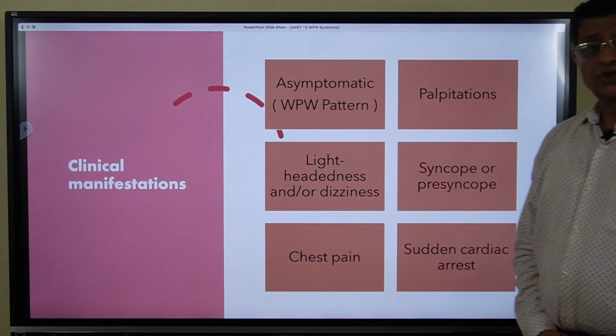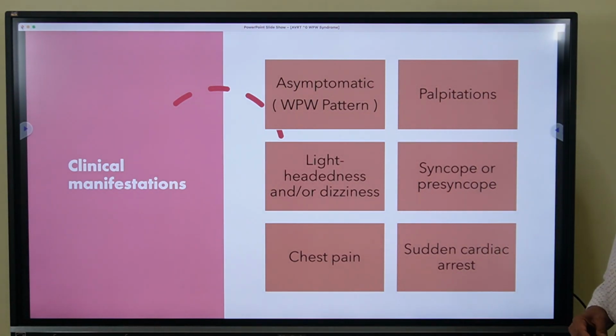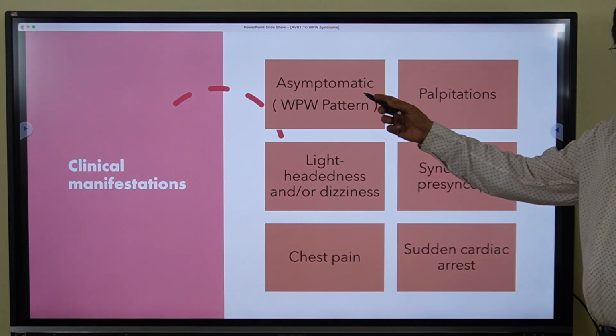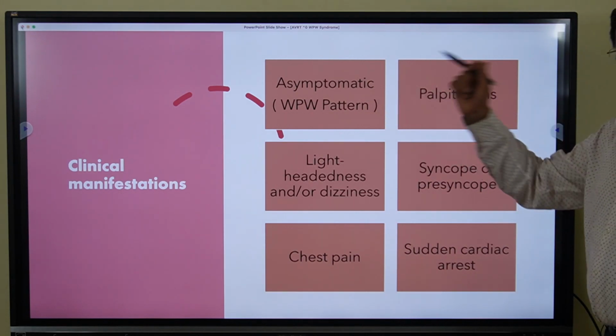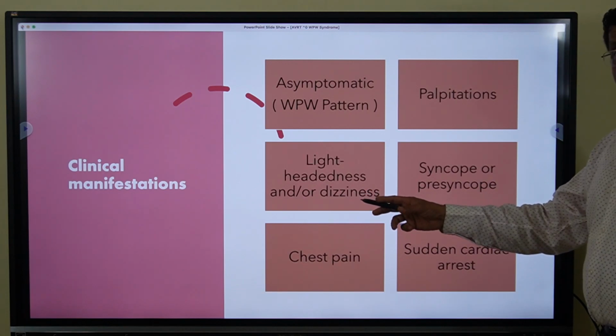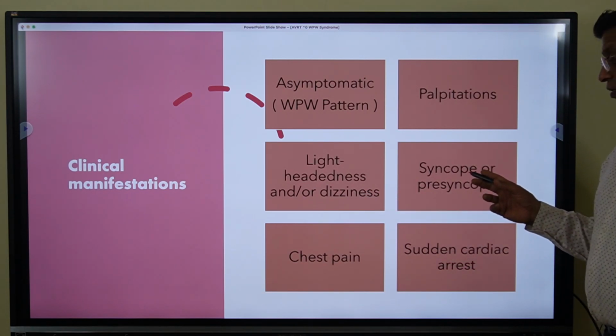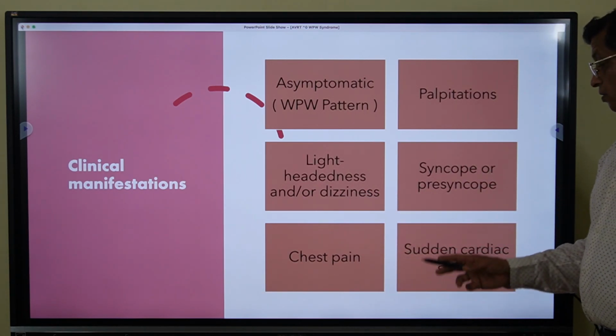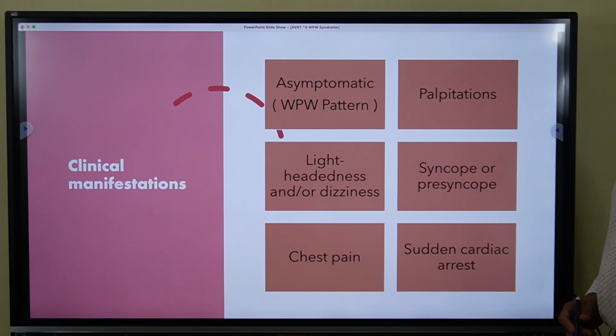The clinical manifestations of WPW syndrome: most commonly the patient is asymptomatic, when it is called the WPW pattern. The symptoms include palpitation, lightheadedness or dizziness, syncope or presyncope, chest pain, and rarely sudden cardiac death.